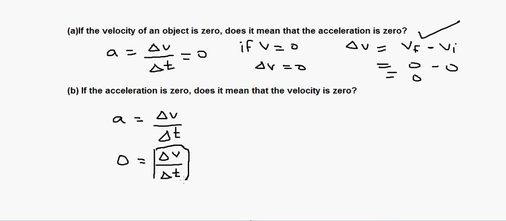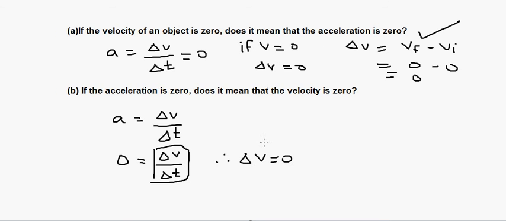If a fraction is 0, that means the numerator has to be equal to 0, right? Therefore delta v must be equal to 0. The denominator cannot be equal to 0, because if the denominator is 0, the whole quantity is going to be infinity. So the numerator is going to be 0, so delta v is going to be equal to 0 if acceleration is 0. Now, when is delta v equal to 0?